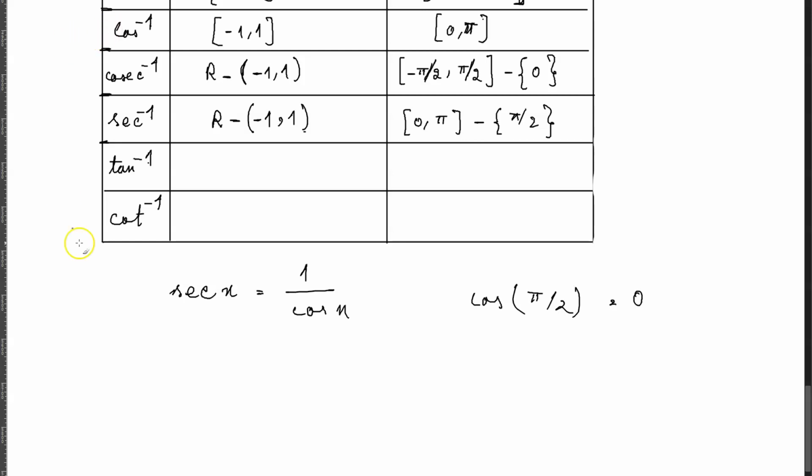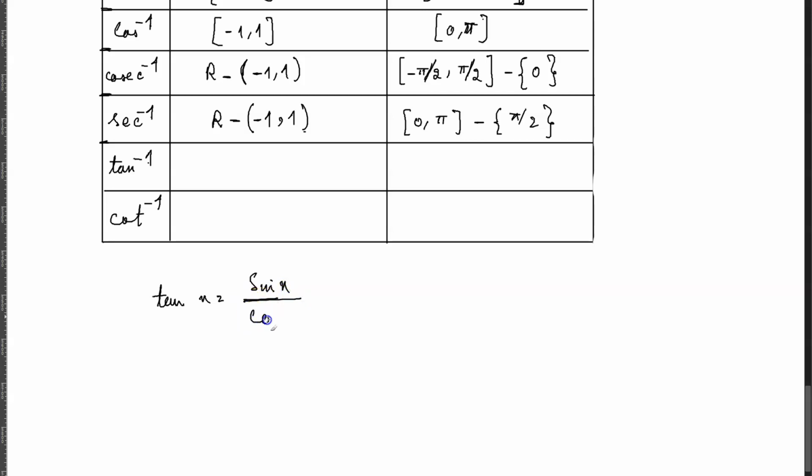So we said that the tan function is the sine function divided by the cos function, right? So tan of x is equal to sine x divided by cos x, which means that whenever cos x is 0, tan is not defined, which means that at pi by 2 and 3 pi by 2, at odd multiples of pi by 2, tan is not defined.